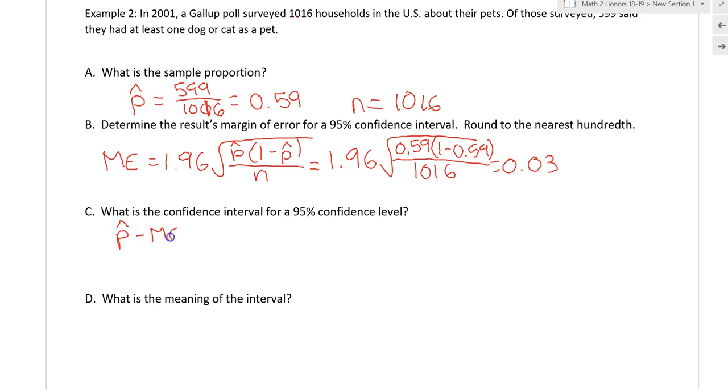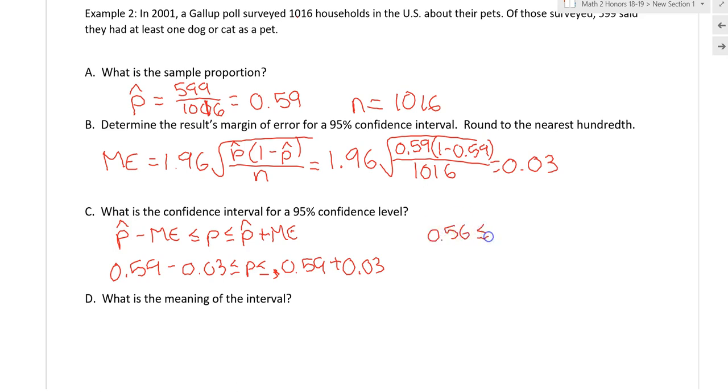p hat minus your margin of error is less than or equal to p, which is less than or equal to p hat plus your margin of error. p hat is 0.59 minus 0.03, and 0.59 plus 0.03. 0.59 minus 0.03 is 0.56, and then plus is 0.62.